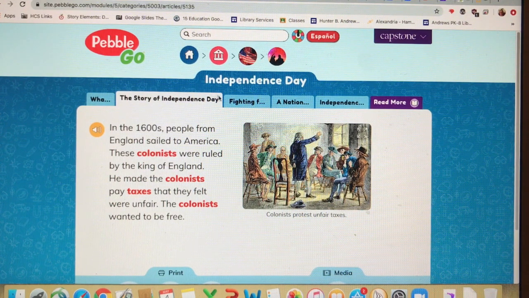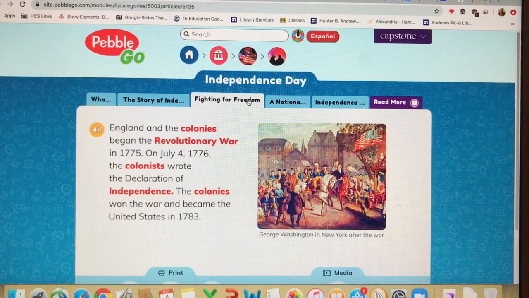Okay, let's go to the next section. Fighting for freedom. England and the colonies began the Revolutionary War in 1775. On July 4th, 1776, the colonists wrote the Declaration of Independence. The colonies won the war and became the United States in 1783.